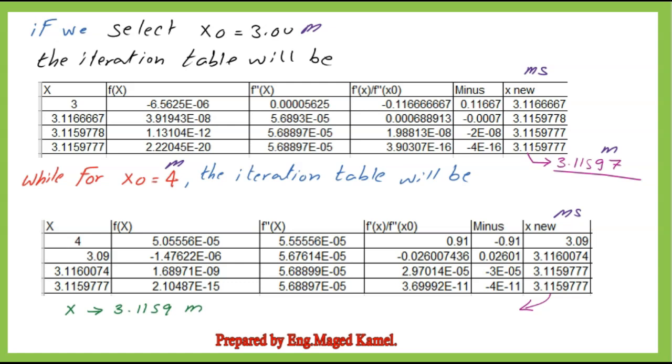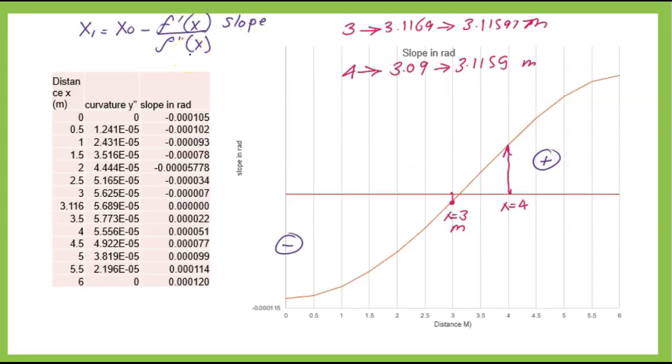We will come to our last slide. This is again the graph of the slope, and this is the Newton-Raphson method after adaptation. When we start by 3 and take the slope, it will lead us to 3.1169. We get the value and we repeat again the slope. We hit the x-axis and come back again to get the value of f dash. So we have 3.11597.